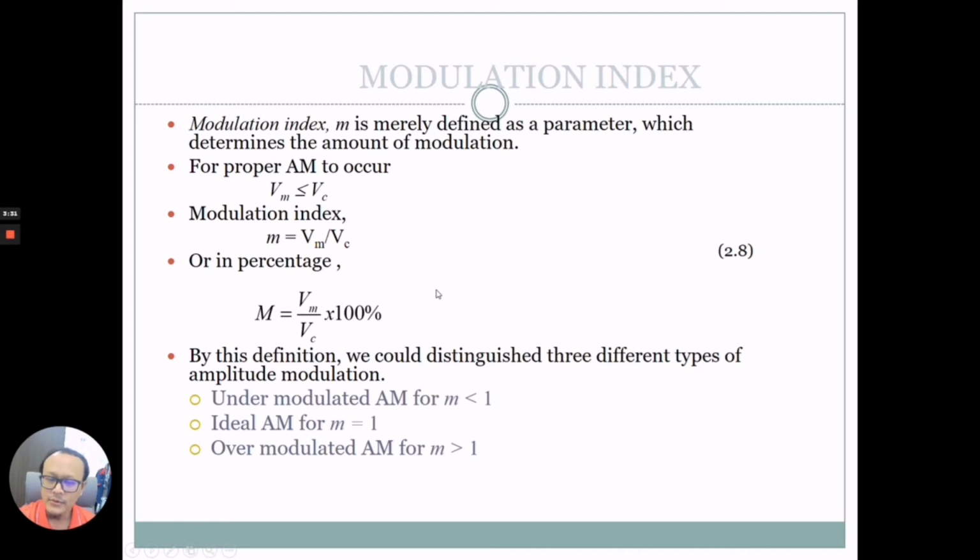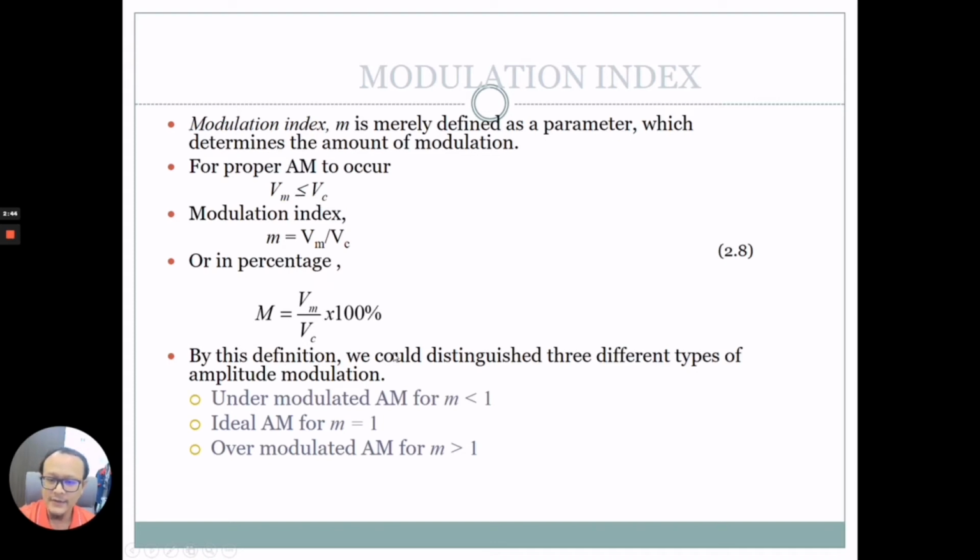So other than that, you also need to know the modulation index. The modulation index M is merely defined as a parameter which determines the amount of modulation. So modulation index M is equal to Vm over Vc. In percentage, M is equal to Vm over Vc times 100%. So for proper AM to occur, this condition needs to be achieved: Vm should be less than or equal to Vc.